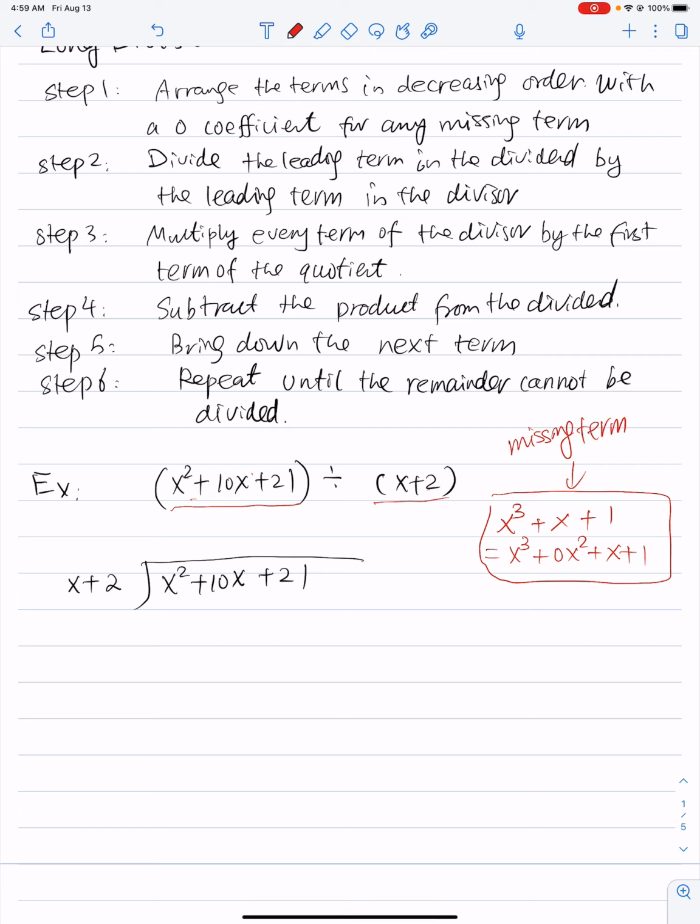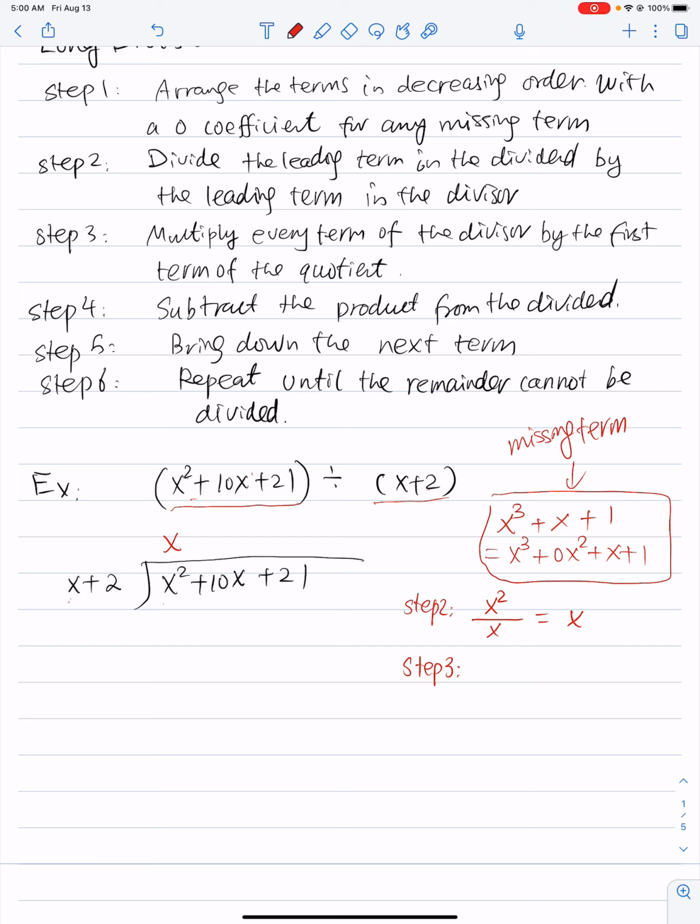Okay, and then step 2, we want to divide the leading term in the dividend by the leading term in the divisor. What is the leading term in the dividend? x squared. The leading term in the divisor, x. So step 2 will be x squared divided by x. What do we have here? It's x. Where do you put x? On the quotient here. Okay, then step 3.